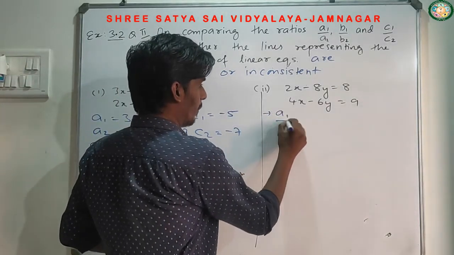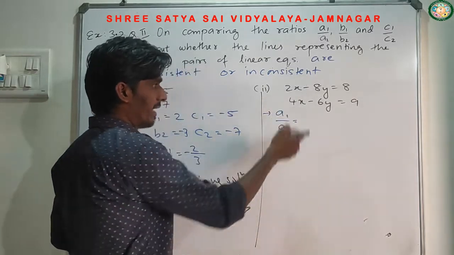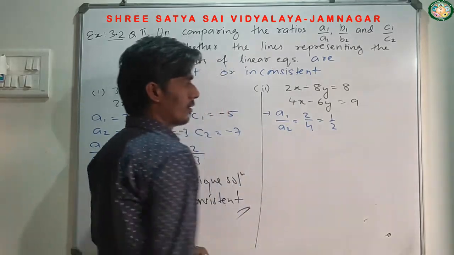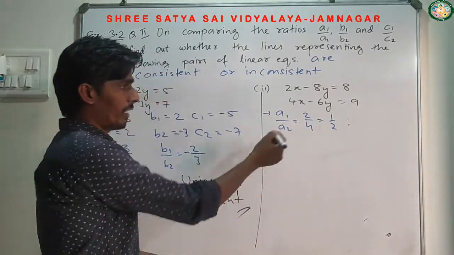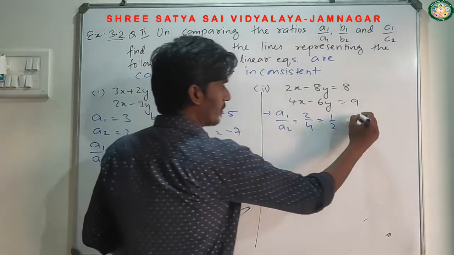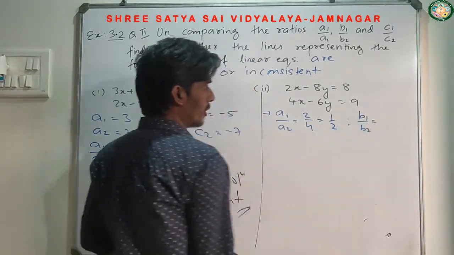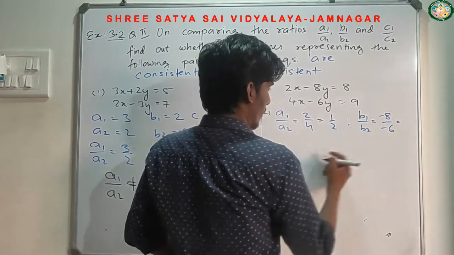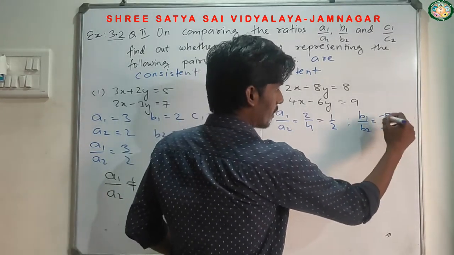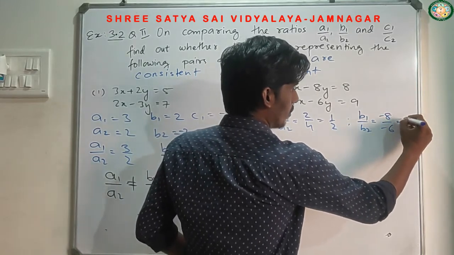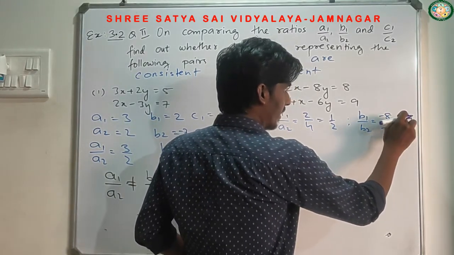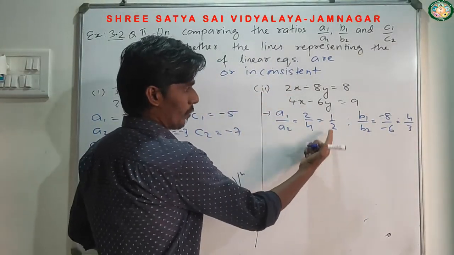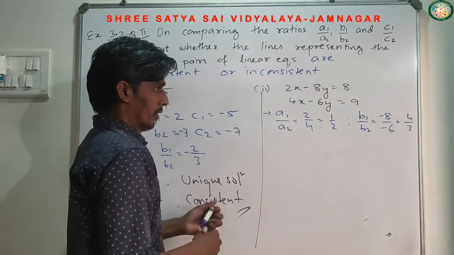Similarly, if we take one more example, it's A1 upon A2. If we write directly, it's 2 upon 4. This is equals to 1 by 2. Now already you know how to find out the ratio, so I am doing directly here. B1 upon B2, that is minus 8 upon minus 6. Cancel this by 2. 2 4s are 8, and minus minus get cancelled, and 2 3s are 6. Again here it's 1 by 2, and this is 4 by 3.